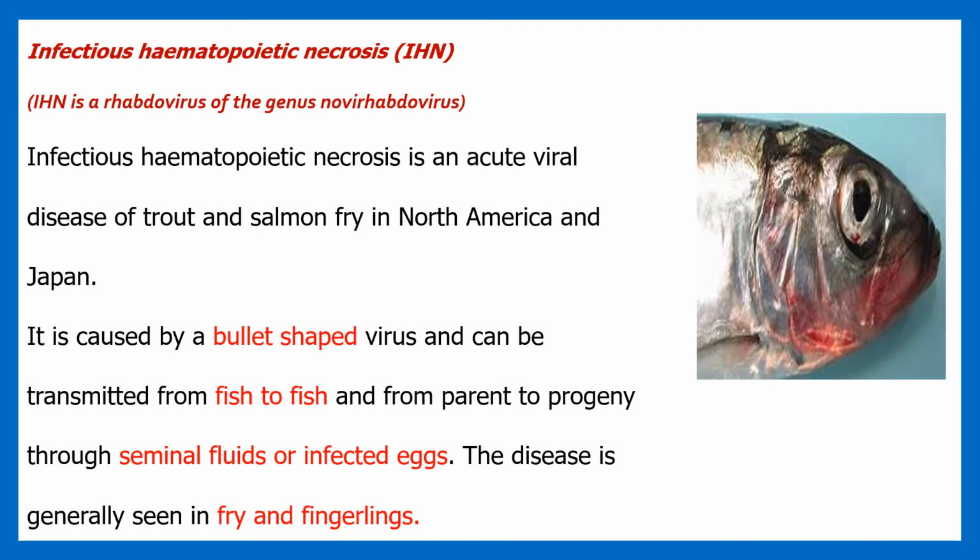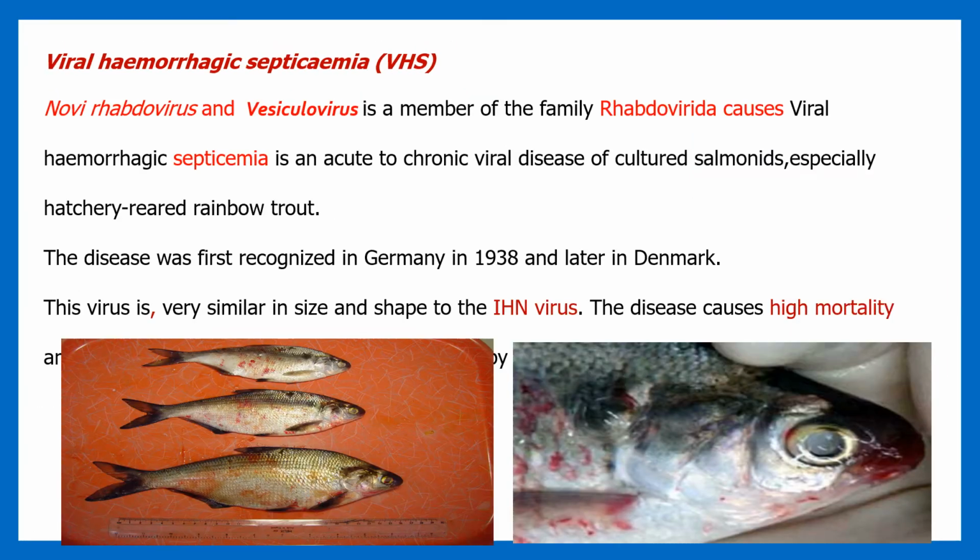Next is IHN, infectious hematopoietic necrosis. This infection is caused by the Rhabdoviridae family, genus Novirhabdovirus. In this picture you can see necrotic hemorrhages in the body. It may be all over the body or in the part of the mouth. This is an acute viral disease reported from salmons from North America and Japan, and it is a bullet-shaped virus. The virus can be transmitted from fish to fish or through seminal fluid to infected eggs. It is very common in fry and fingerlings.